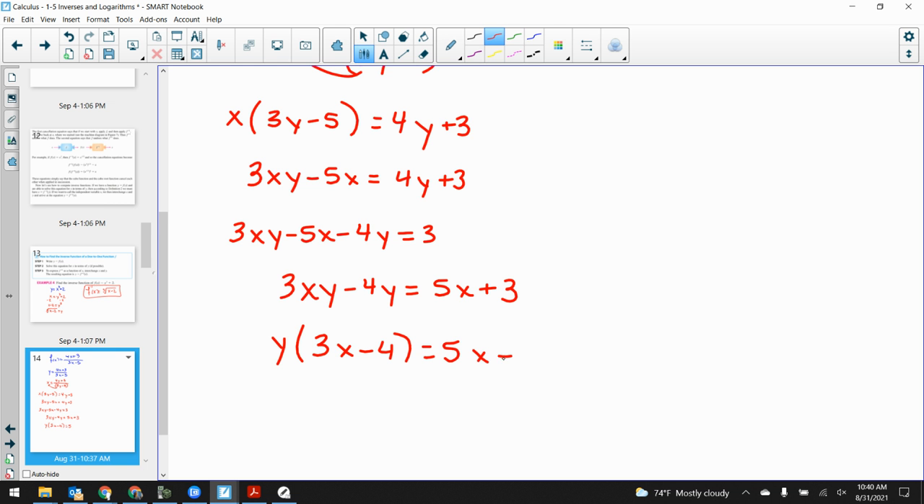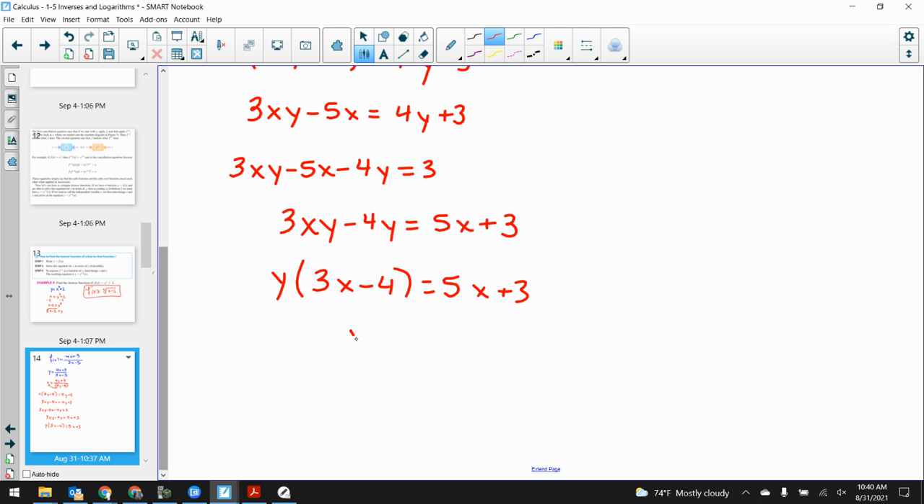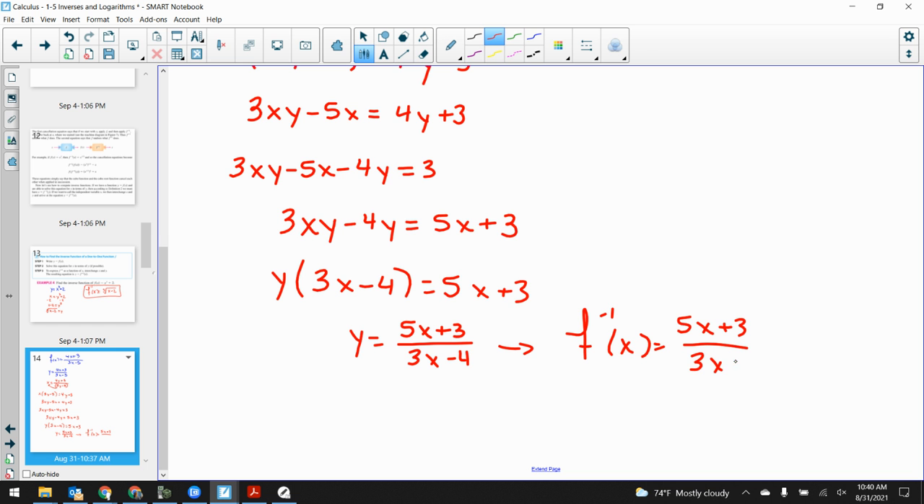And now I'm going to divide that whole chunk over to the other side. y is equal to 5x plus 3 over 3x minus 4. That whole chunk brought over to the other side. And now instead of y, let's use a fancy notation. f inverse of x is 5x plus 3 over 3x minus 4.